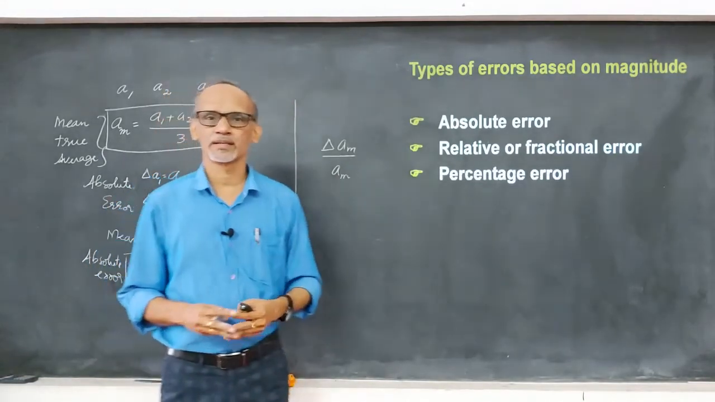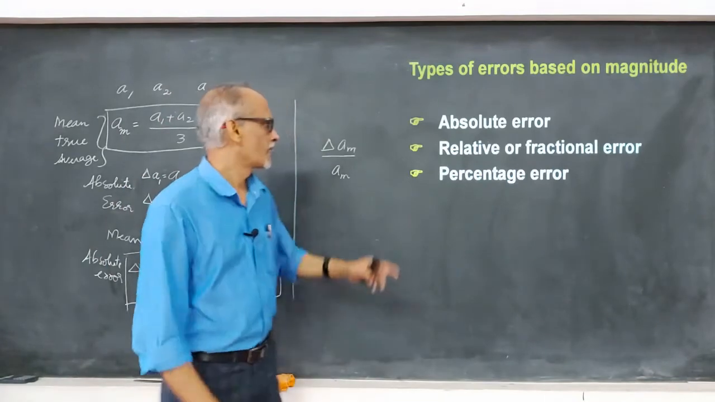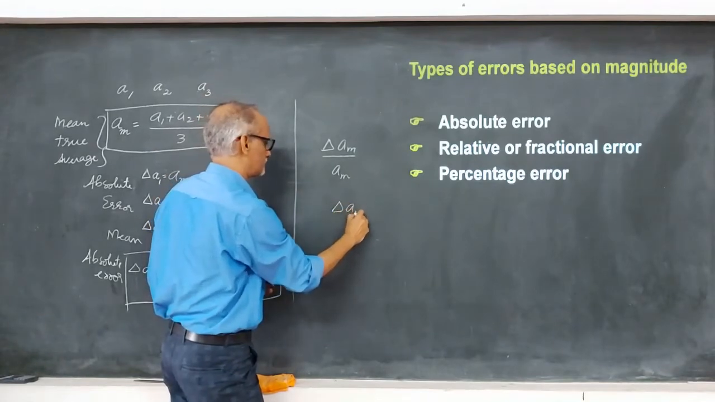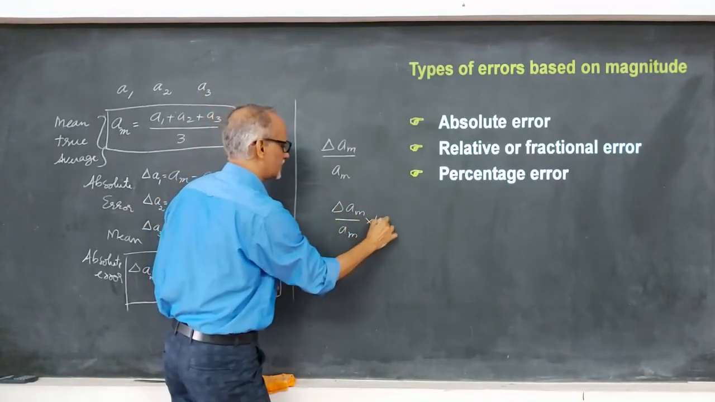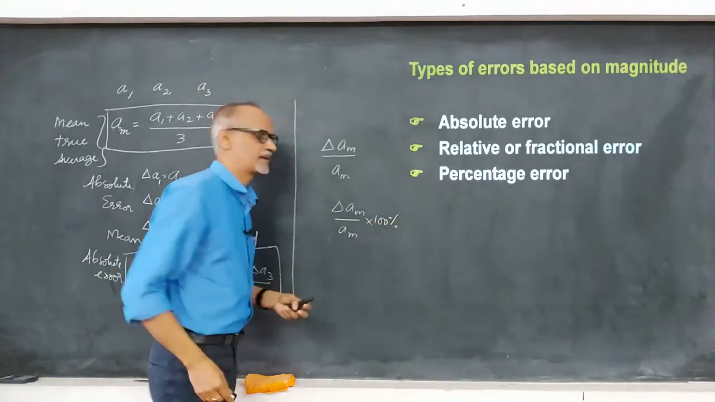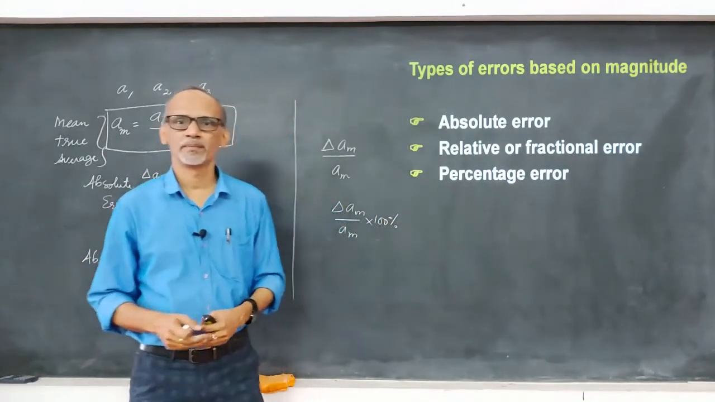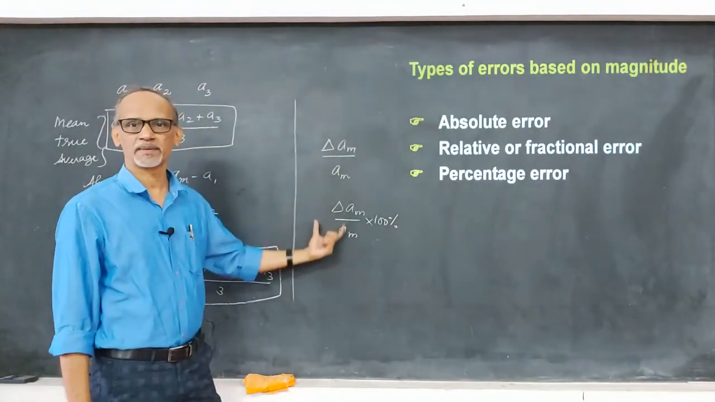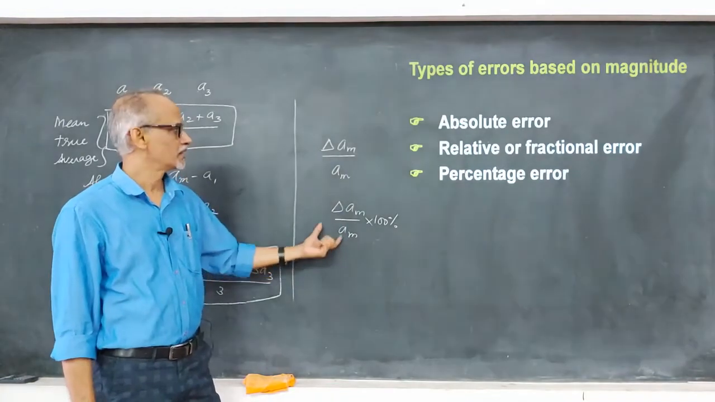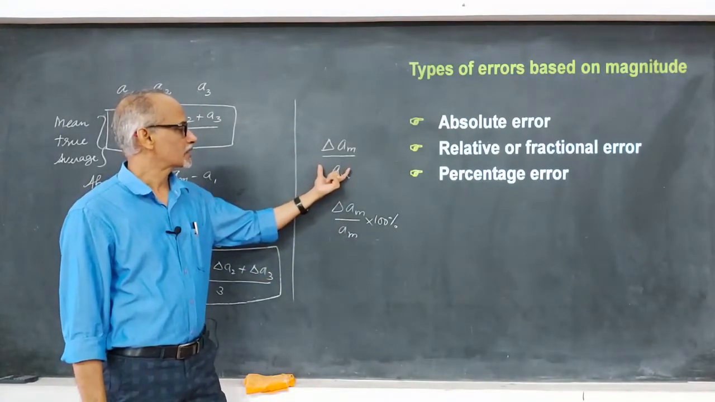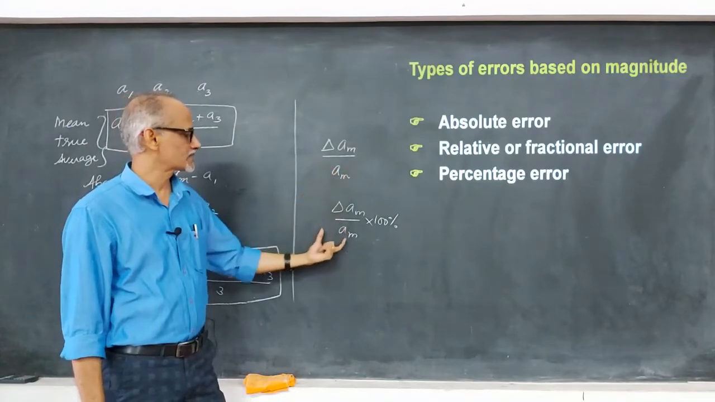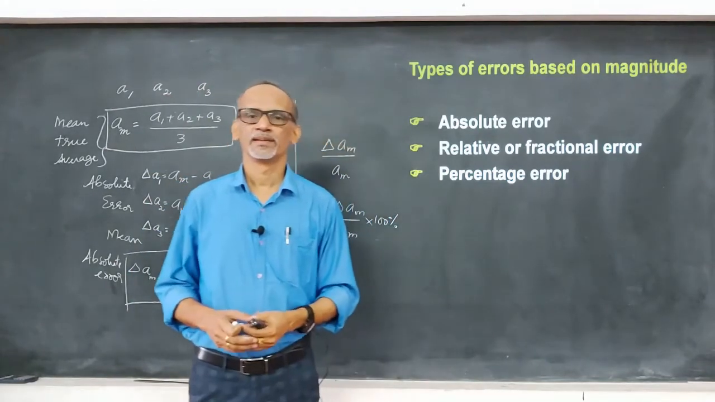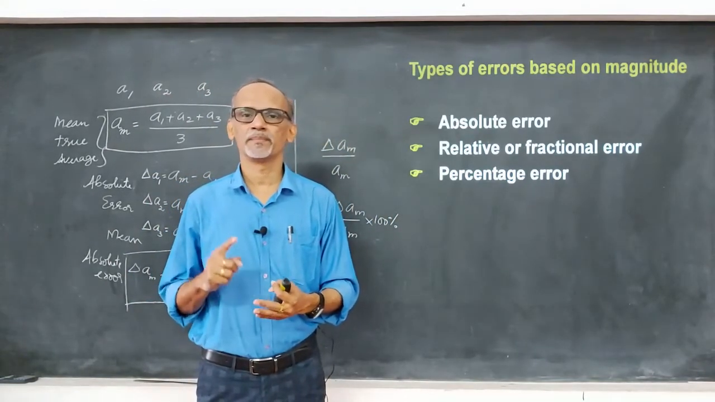And the third and the last is called the percentage error, which is very simple. The relative error or the fractional error expressed in terms of the percentage. You have to just multiply by 100. Now this is called the percentage error. So how do you find the percentage error? Once you know the fractional error, just multiply by 100, you will get the percentage error. So fractional error or relative error expressed in terms of the percentage is called the percentage error. So these are the three types of error based on the magnitude.